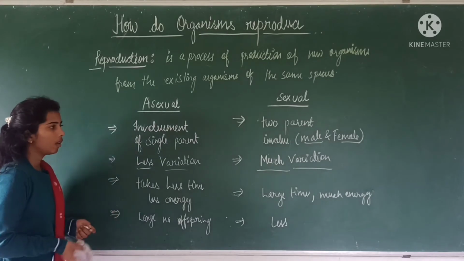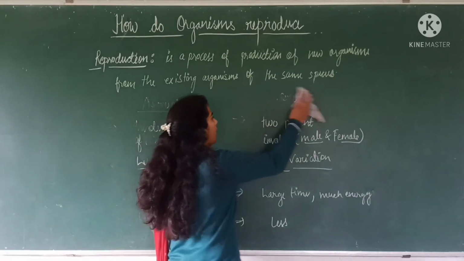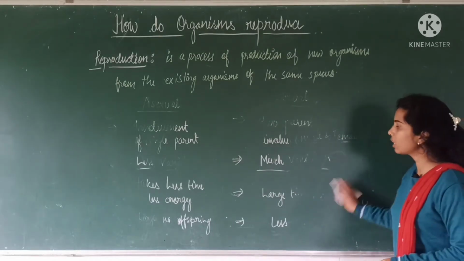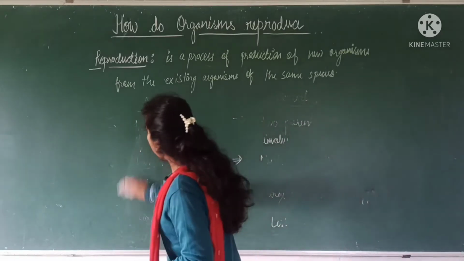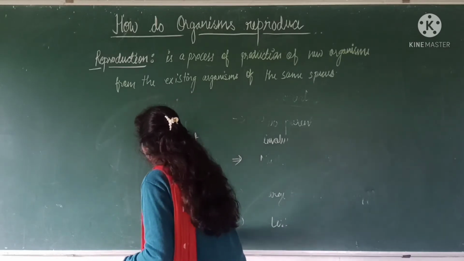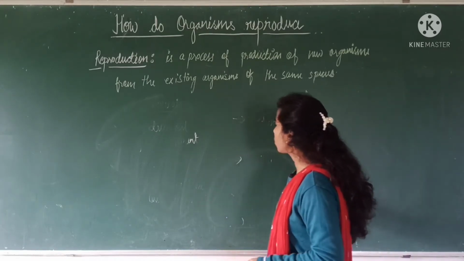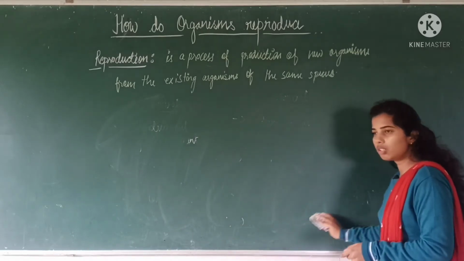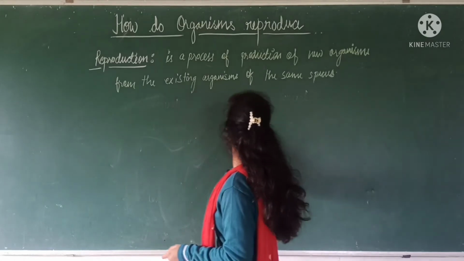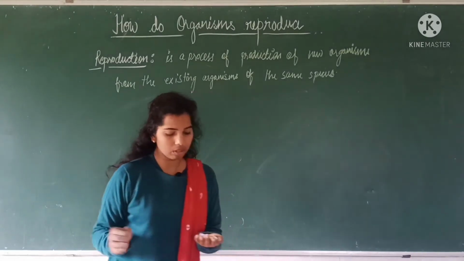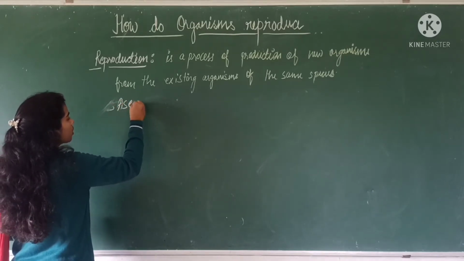Now we are going to start studying in detail the asexual mode of reproduction. Asexual mode of reproduction takes place mainly by 6 methods. First is budding, second is fission, third is spore formation, and fourth regeneration, fifth vegetative propagation, and the last one is, I think, fragmentation. One by one we will study in detail the asexual mode of reproduction.